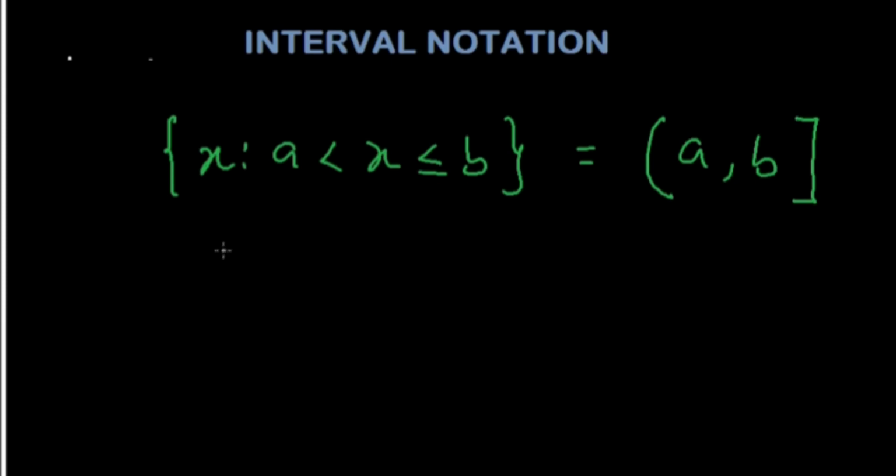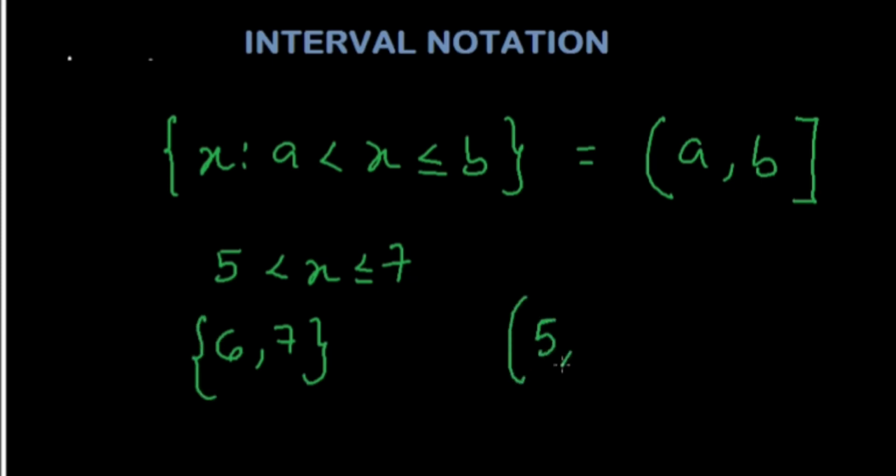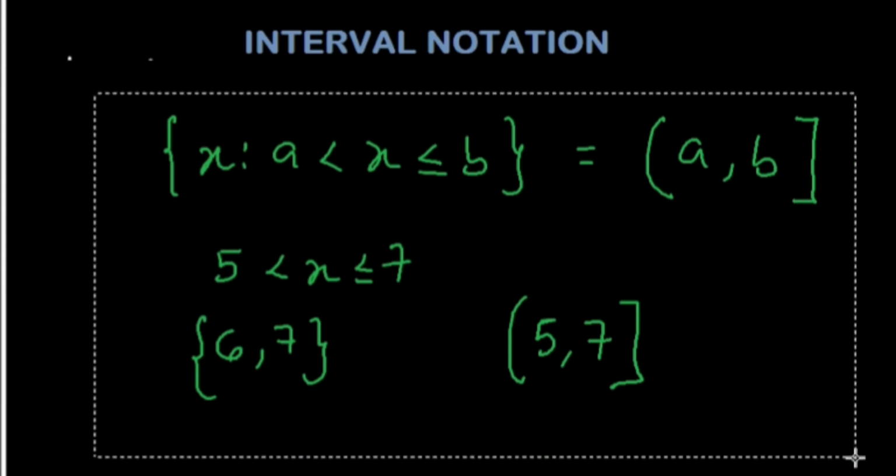Suppose you have something like this: 5 less than x less or equal to 7. What would this be? You are starting from 6 and 7. That will be the set, right? So how will you write this? You are going to write it like this: 5, 7 with this type of bracket. Very, very simple.